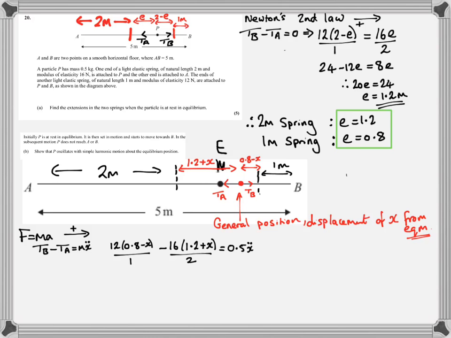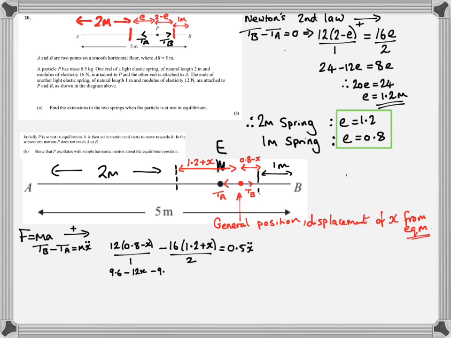So I've got the tension in B minus the tension in A is equal to mass times the acceleration. The one thing I check at this stage is that the constant values on the left hand side are going to cancel out. Now 12 times 0.8 is 9.6, and if I do the 16 divided by 2 gives me 8, so minus 8 times 1.2 is minus 9.6. I can see that indeed they're going to cancel out.